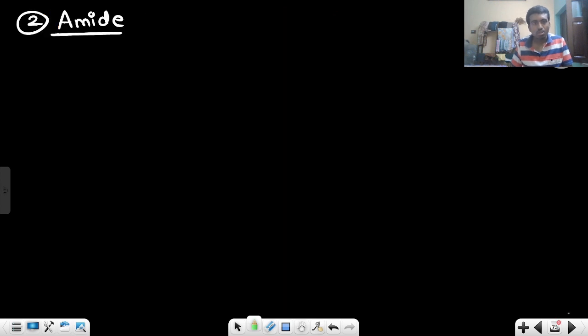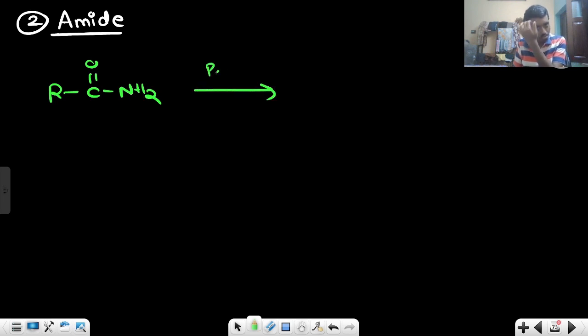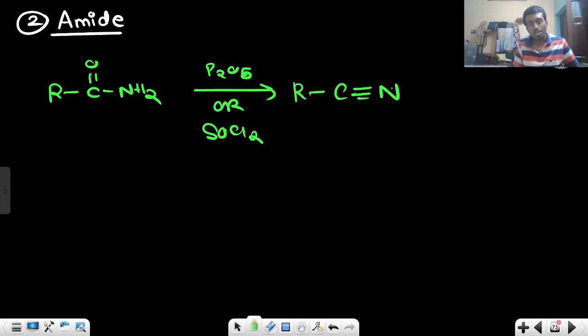Next one, amide. If you have RCONH2, then you either give P2O5 or you give SOCl2. Both of these will result in a cyanide. And you know that P2O5 is a very good dehydrating agent. So immediately H2O will go out. So the carbon will get three bonds empty, so this will form two more bonds.